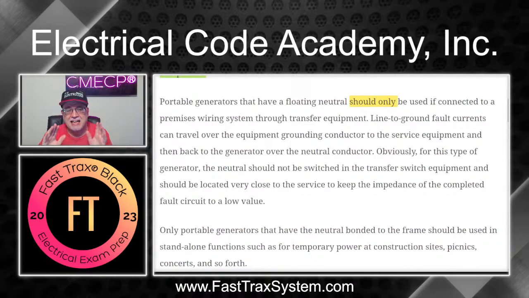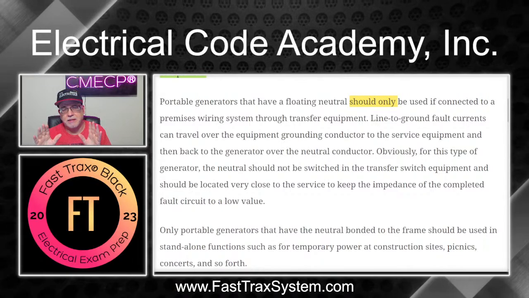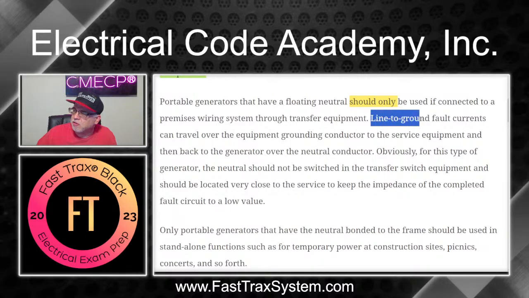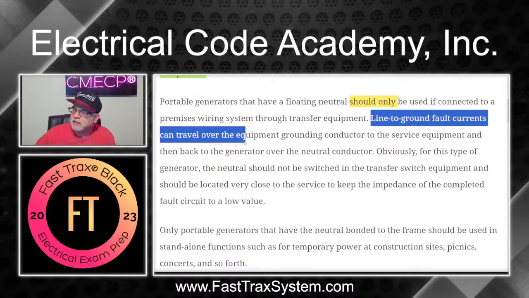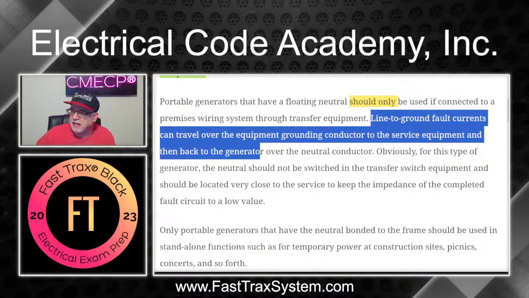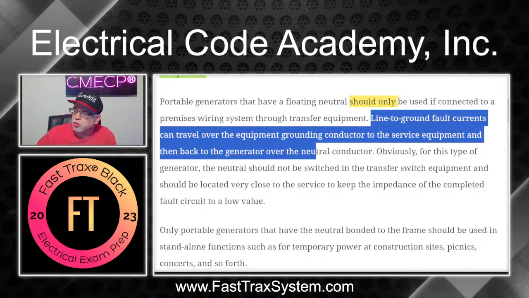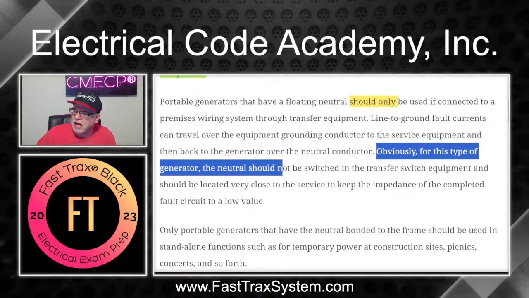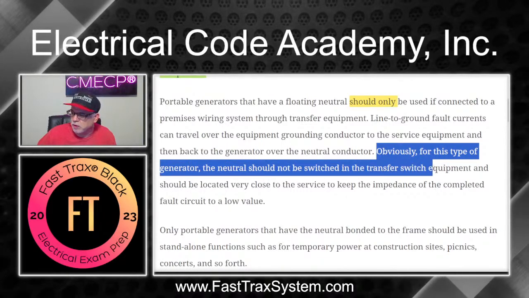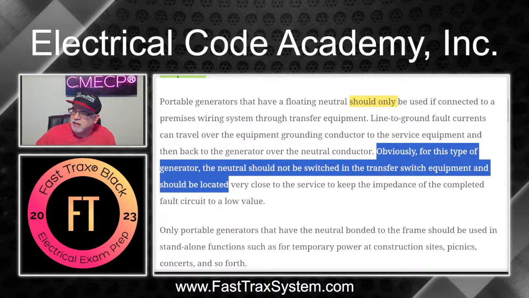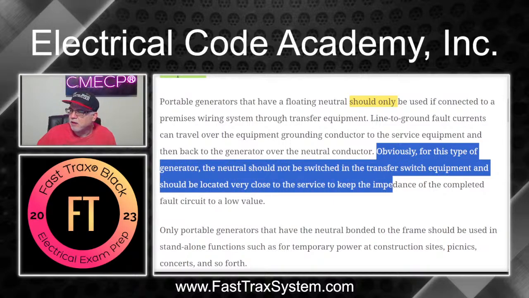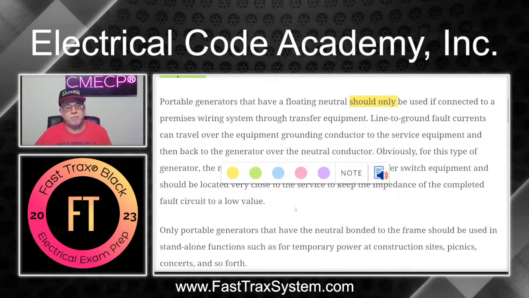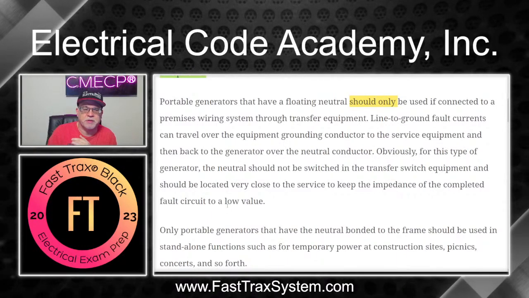So it's technically not a separately derived system at that point. Okay, all right, so let's look at what we're dealing with here. Line to ground fault currents can travel over the equipment grounding conductor to the service equipment and then back to the generator through the neutral conductor. Obviously, for this type of generator, the neutral should not be switched in the transfer switch equipment and should be located very close to the service to keep the impedance of the completed fault circuit to a low value. So all proximity is taken into consideration of where you put this equipment.